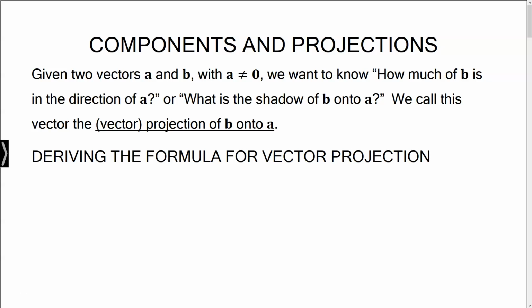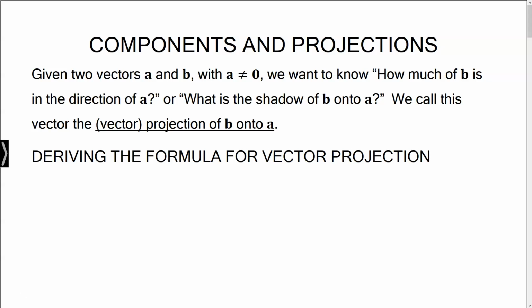So if we have a non-zero vector A, and we have another vector B, we want to ask the question: how much of B is going in the direction of A? Another way to put it is, what is the shadow of B onto A? How much of it is going just in that direction and not any other direction? We call this the vector projection of B onto A.